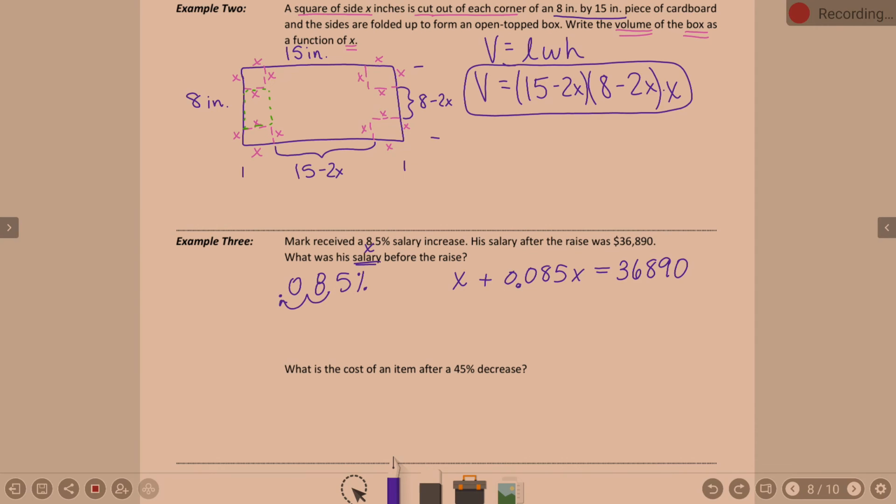And if you don't like the 8.5%, think about your 40% at the store, right? So this is the idea that 8.5% raise added on to the original salary is going to equal $36,890. What is X plus 0.085X? 32. Absolutely. Oh, 1.085 X. Just X.